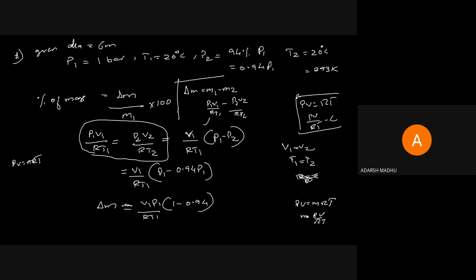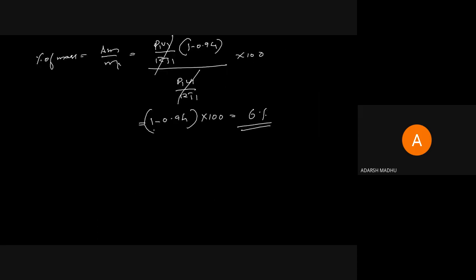So delta M is M1 minus M2, giving this equation. V1 equal to V2, so the dimension is not changing. T1 equal to T2. R is a constant, taken outside. And P1 minus P2 is the value. P2 is 0.94 P1, substitute that value. P1 is common and taken outside, and I am writing P1 V1 by RT1 into 1 minus 0.94. By dividing that by M1, the values get cancelled and the remaining term is 6%. That is the first question.